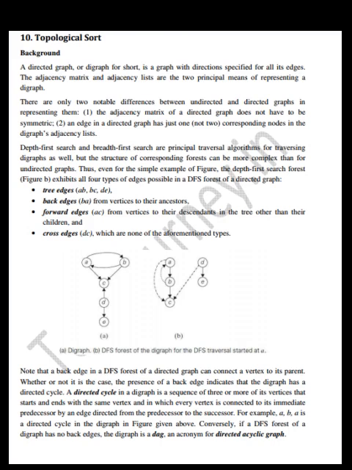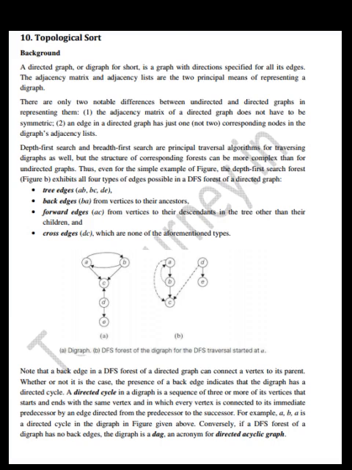Tree edges AB, BC, DE; back edges BA, from vertices to their ancestors; forward edges AC, from vertices to their descendants in the tree other than their children; and cross edges DC, which are none of the aforementioned types. See the figure. Note that a back edge in a DFS forest of a directed graph can connect a vertex to its parent.